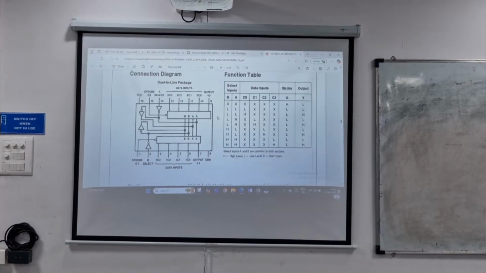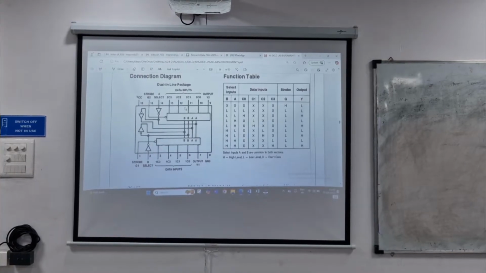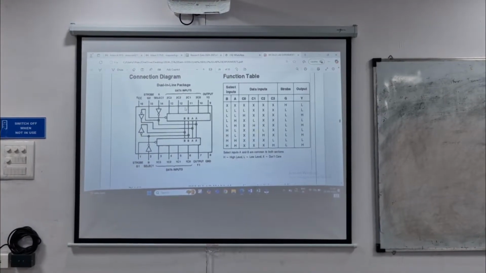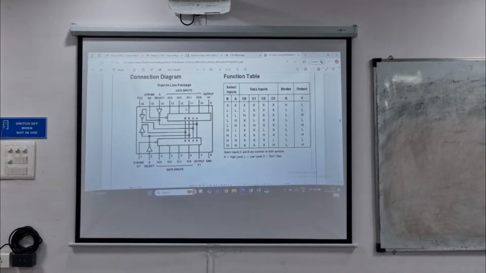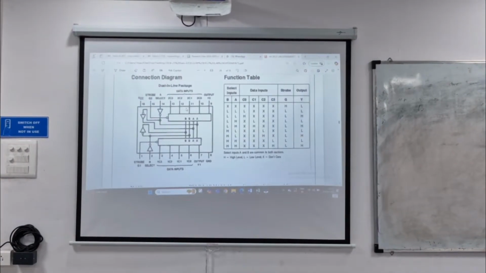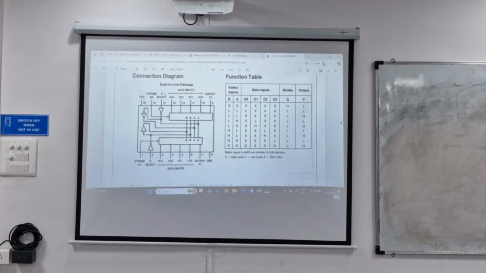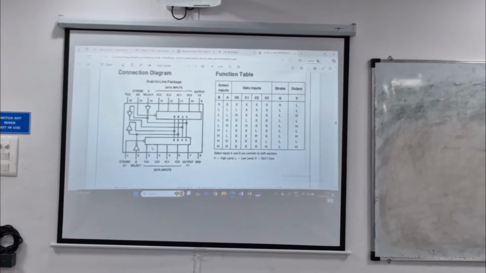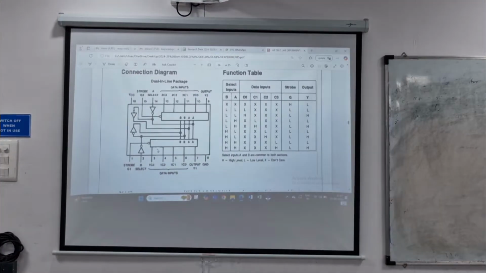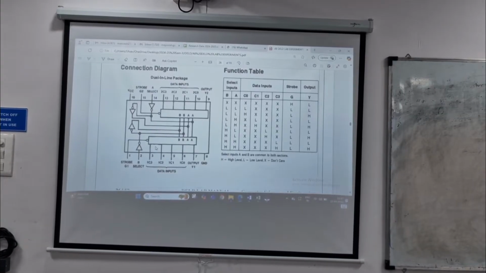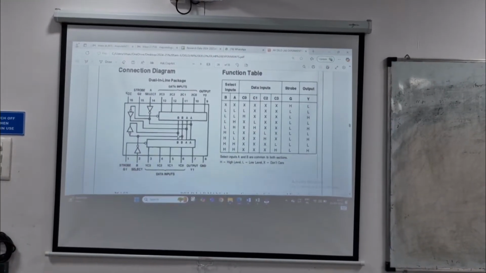Configuration of 4:1 multiplexer with the IC that is 74LS153, and shortly it is called as 74153. Now, up till now, whatever ICs you have seen, the AND gate, OR gate, NOT gate, XOR gate, all the ICs, how many pins were there in the ICs? 14 pins are there.